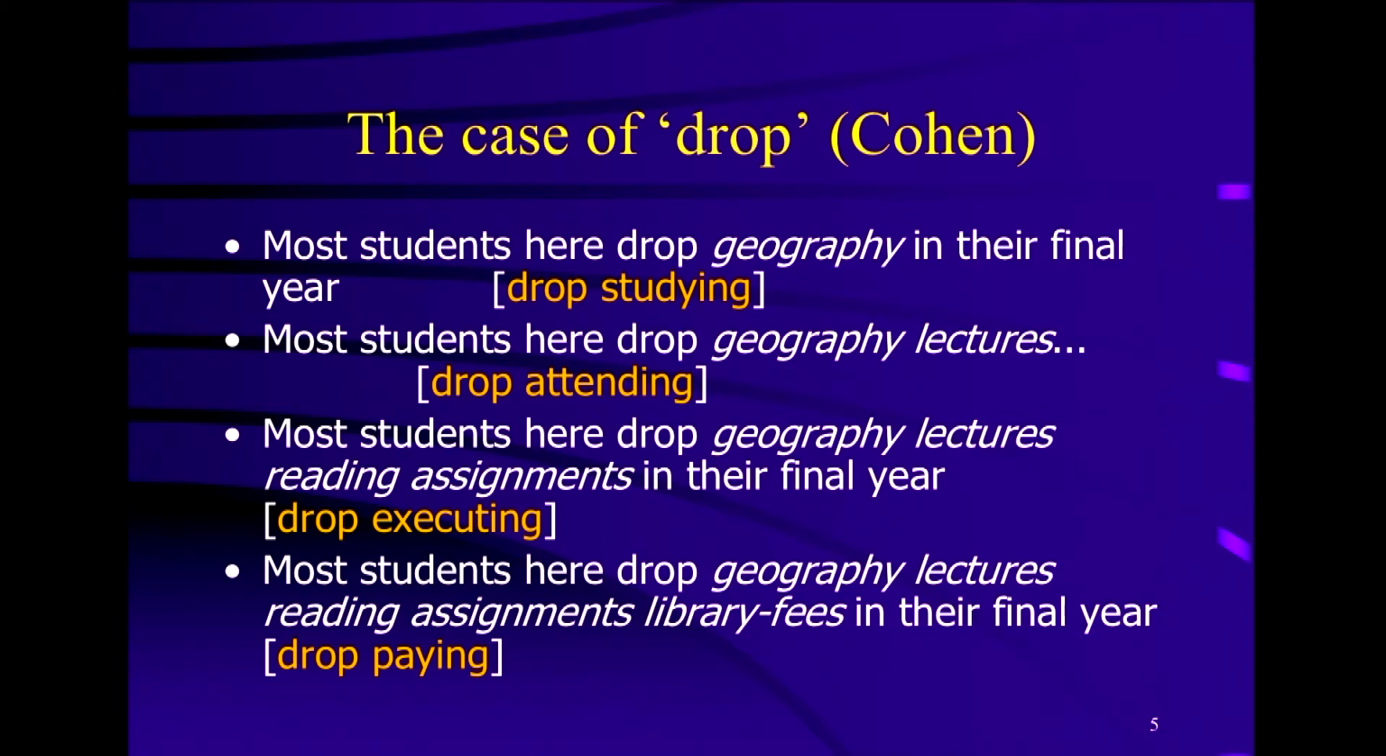Then he adds one more word to the sentence. Instead of most students here drop geography in their final year, he has most students here drop geography lectures in their final year. And here drop means drop attending geography lectures. He continues, most students here drop geography lectures reading assignments in their final year. And here drop means drop executing the assignments. And then he has most students here drop geography lectures reading assignment library fees in their final year. And drop means drop paying those fees.